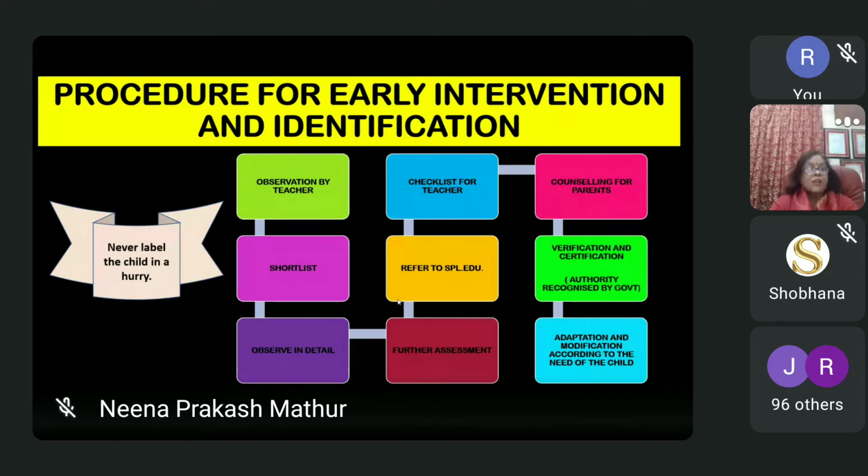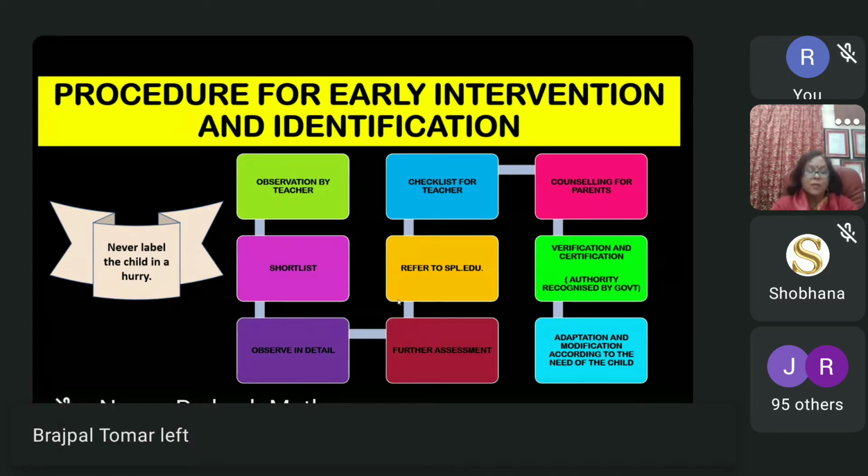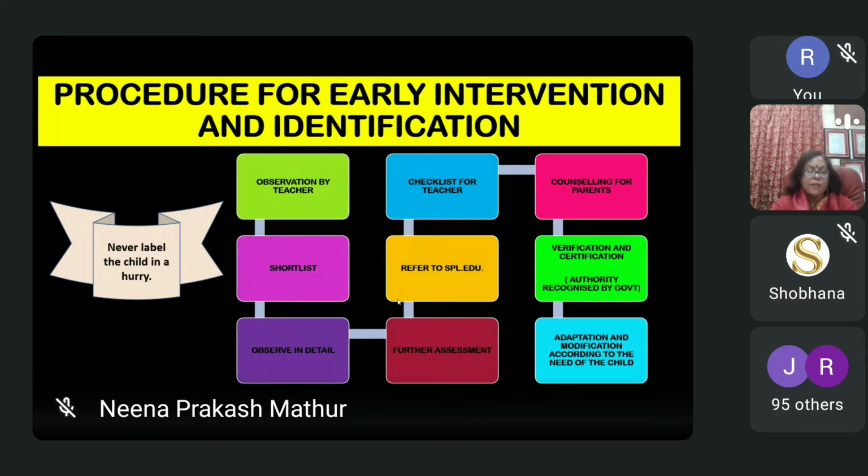This is not a very easy task. In our school, we have a zero rejection policy, and we do not believe in labeling a child in a hurry. We believe that identification and intervention go side by side, and they are the key to success. Now, if you see the slide, we have streamlined this process in our school, and we have the steps shown to you.